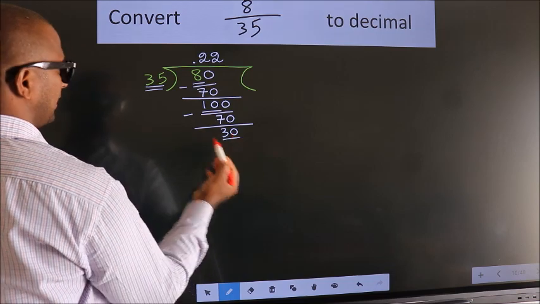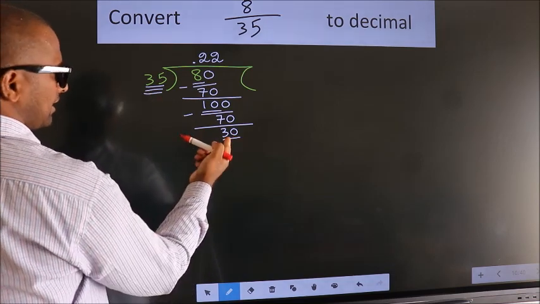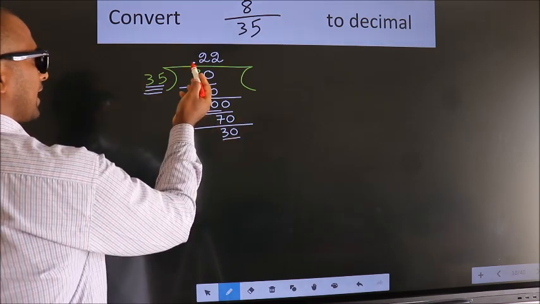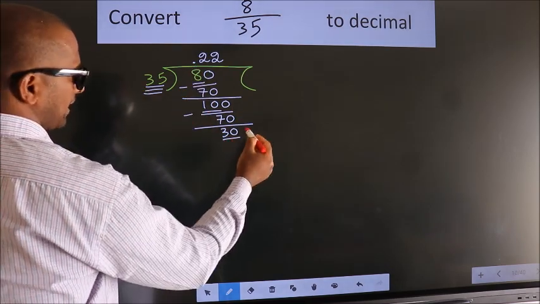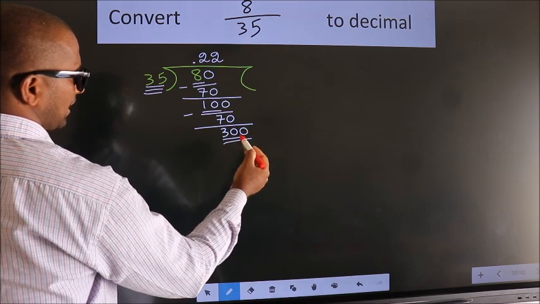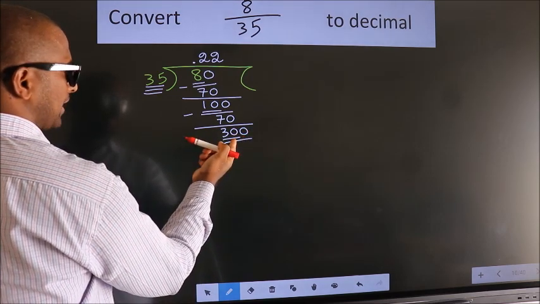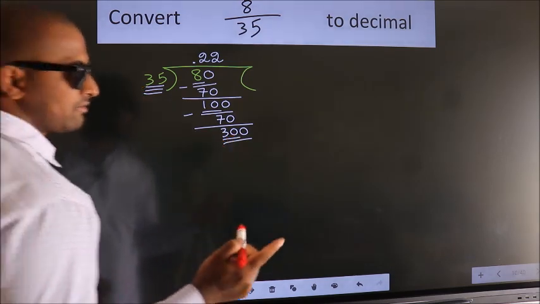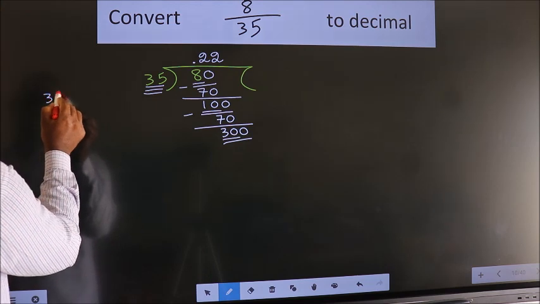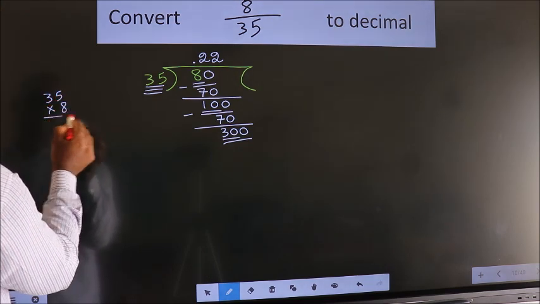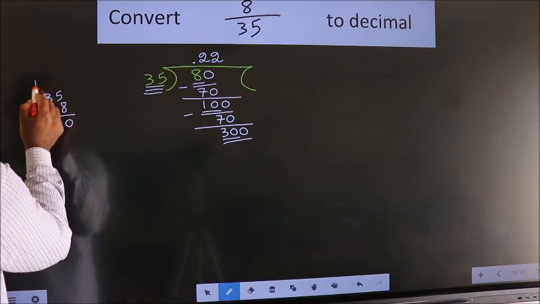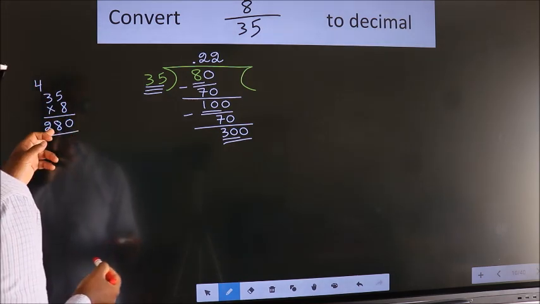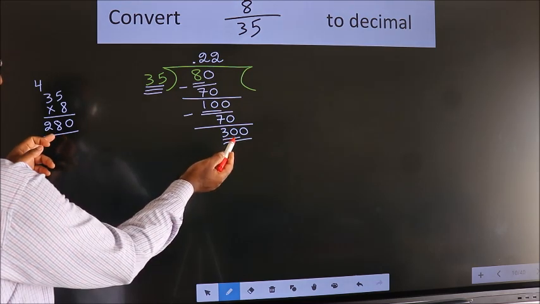Here we have 30, here 35. 30 is smaller than 35, and we already have the decimal, so we can directly take 0. So 300. A number close to 300 in the 35 table is, let us go with 8. So 35 8 times. 8 5s 40, 0 and carry 4. 8 3s 24 plus 4, 28. So 280, close to 300.